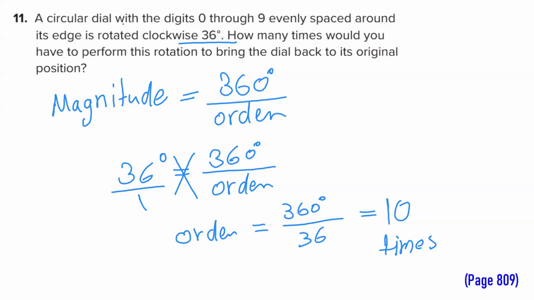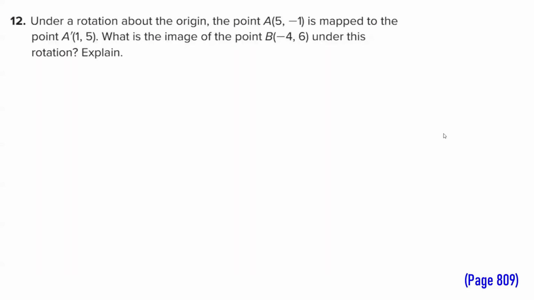Next. Let's solve that question. Under a rotation about the origin, the point A, 5 and -1, is mapped to the point A prime, 1 and 5. What is the image of the point B, which is -4 and 6, under this rotation?